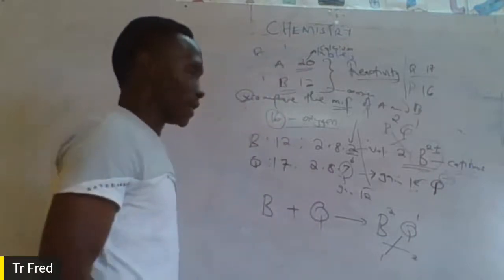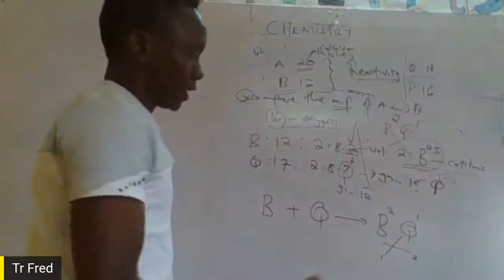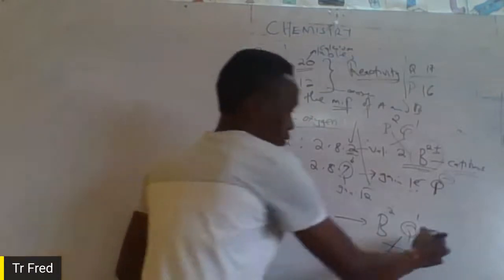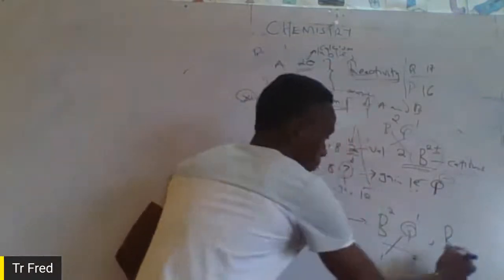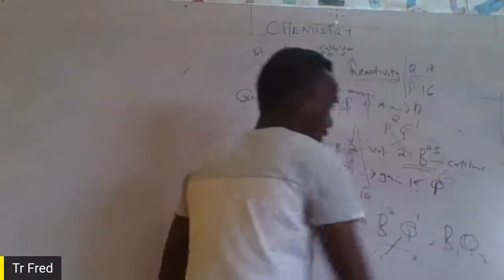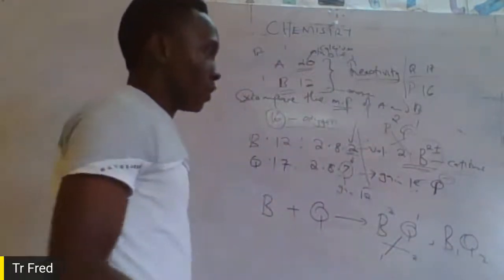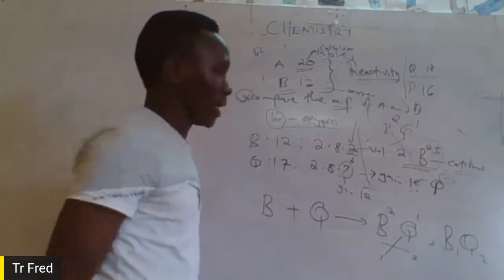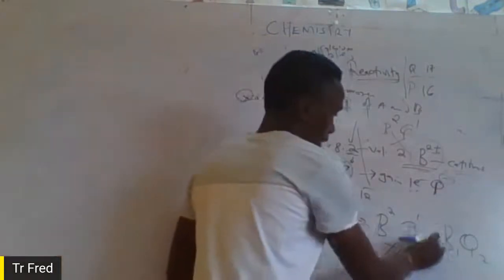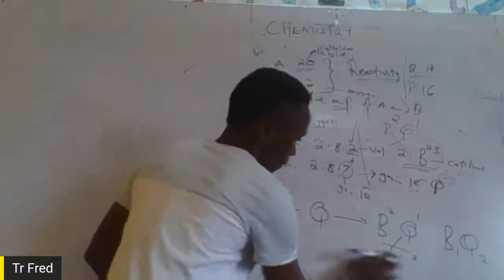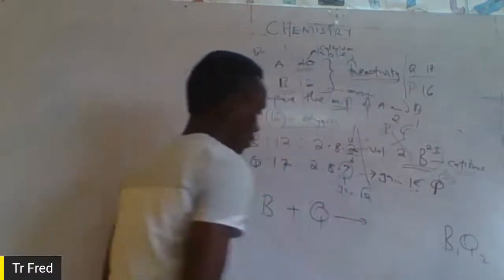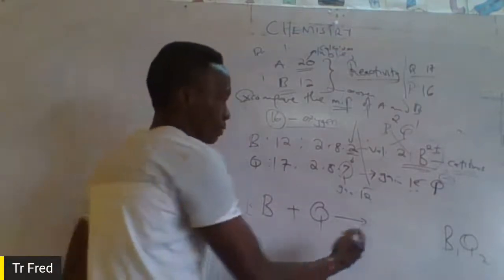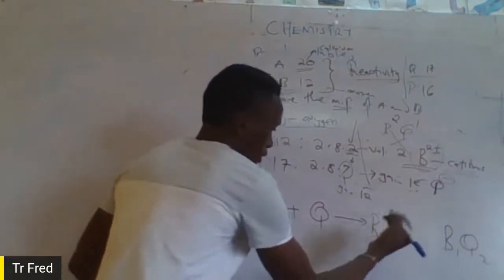Then after the exchange of valencies, we end up getting the real name of the compound, which becomes B1 and Q2. Then we have said that if you have 1 here, we don't indicate the 1. We just ignore the 1 and write the one which has a bigger number than 1. Therefore, the compound formed for a reaction between B and Q will be B, which is simply 1, and Q2.